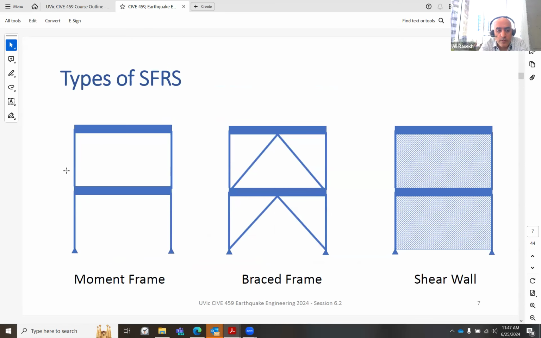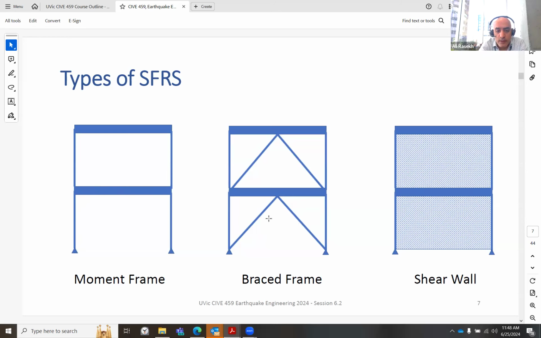Different types of seismic force resisting system. The primary concept in providing seismic resistance is through moment frame. This frame has moment resisting connections at each floor. Therefore, if you force it to move laterally, every beam and column will bend and resist deformation, and in a way, they resist the earthquake.